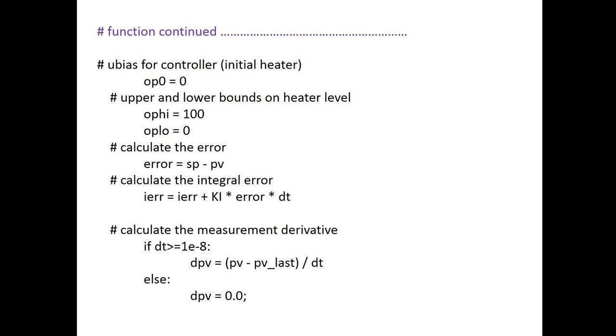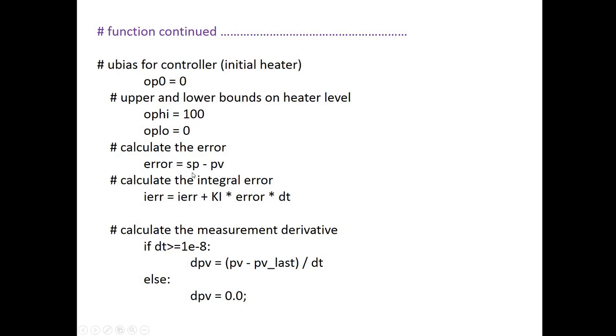Initially when some heater is put on, suppose you don't want the heater to be off, you want to give a certain bias, some DC voltage. That is what is called OP0. Right now I am giving it as 0. I can give 0.1, 0.2, 0.3 or 30% of the power, whatever. But right now I am giving it 0. These are upper limits. You are trying to vary the power between 0 to 100%.